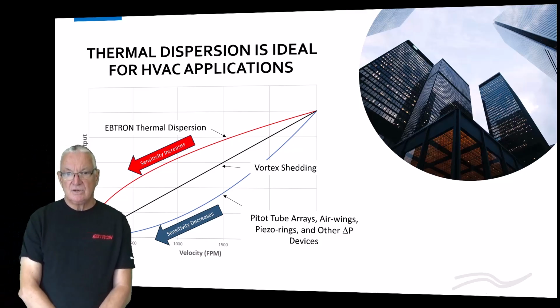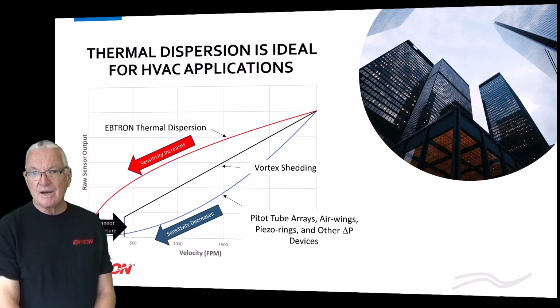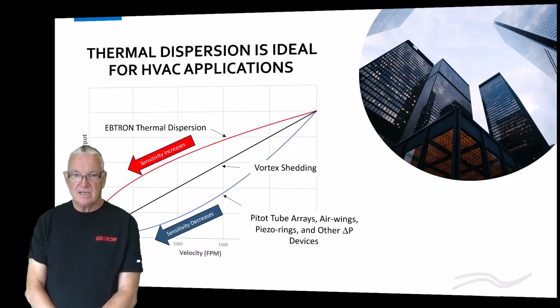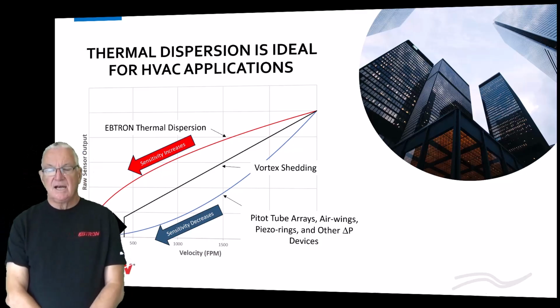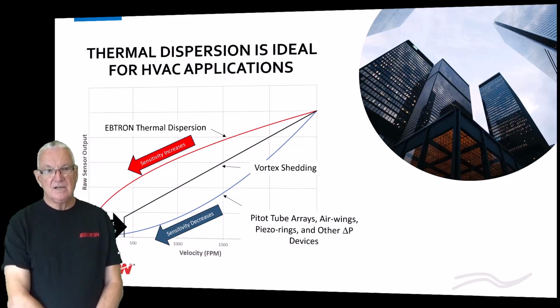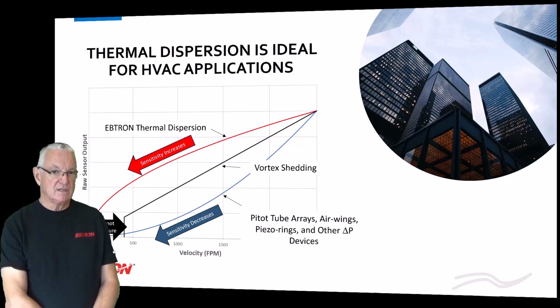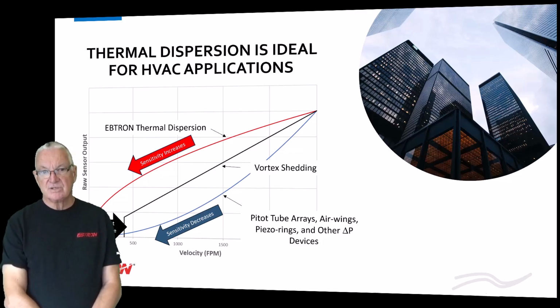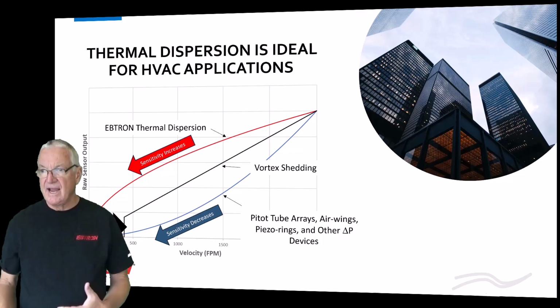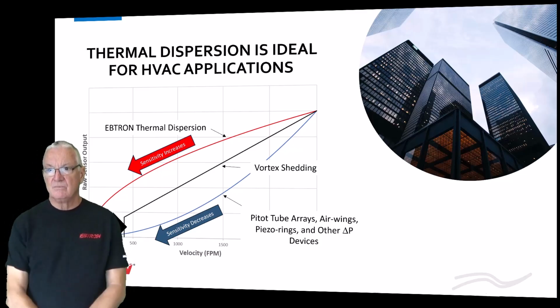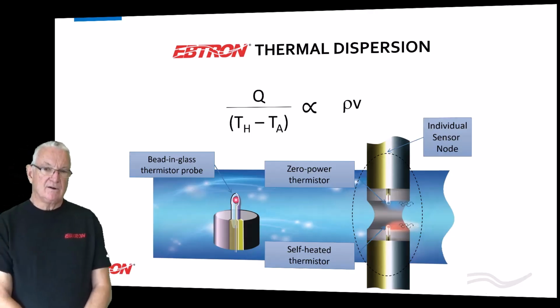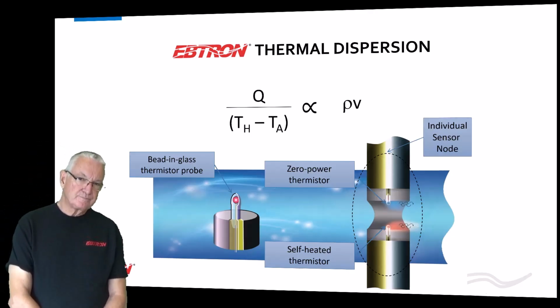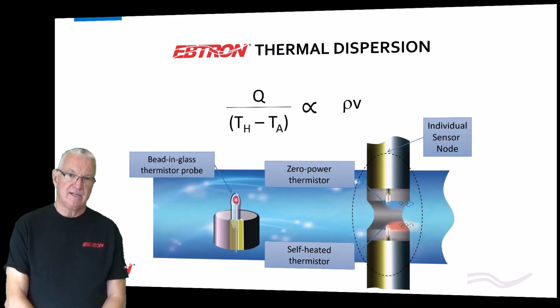And when you look at pitot tubes, pitot arrays, the air wings, piezo rings, all these other DP devices, they're exactly the opposite of an EBTRON. The sensitivity decreases as the flow goes down. So when you get to these lower flows, you get very little change in signal, yet you're using pressure sensors that are percent of full scale accuracy, so the errors are really magnified. Okay, now how the EBTRON works, this is a simplified version of it, but it's what you really need to know.